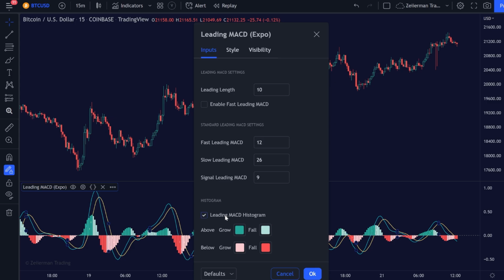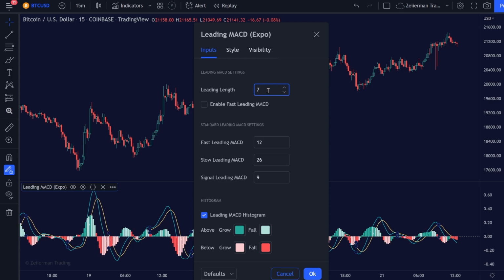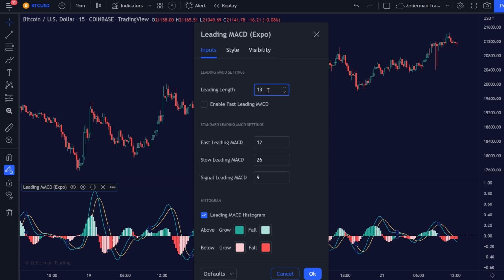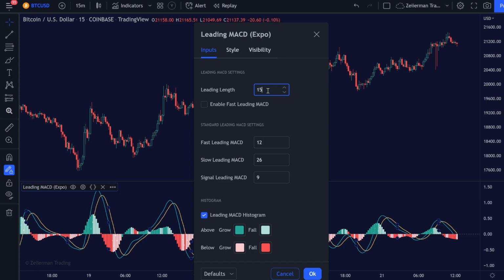So yeah, all you have to do is to play around with the leading length, and you can actually leave the MACD settings at default. If you want it quicker, you can decrease the length. If you want it slower, you can increase the length.